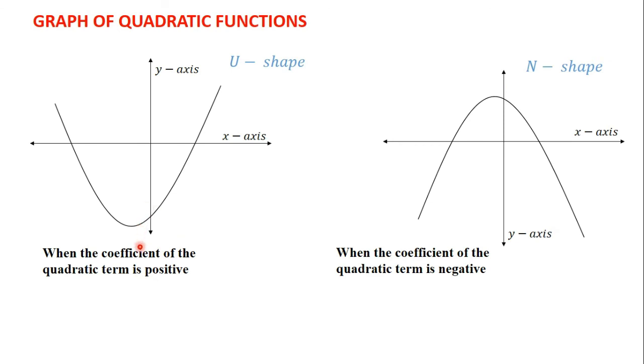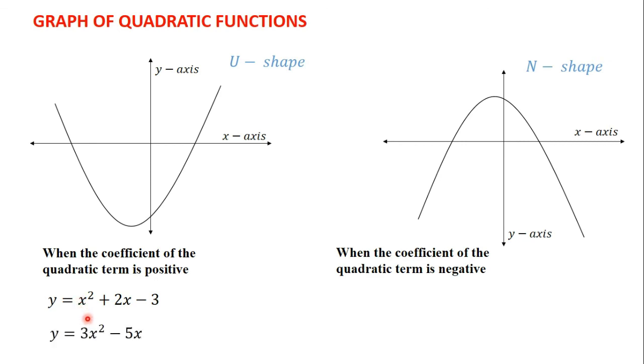So if the coefficient of the squared term is positive, the graph of the quadratic function will have a U shape. If the coefficient of the squared term is negative, the graph of the quadratic function will have an N shape. So for example, the graph of the function y is equal to x squared plus 2x minus 3 will look like this because the coefficient of x squared here is 1, which is positive.